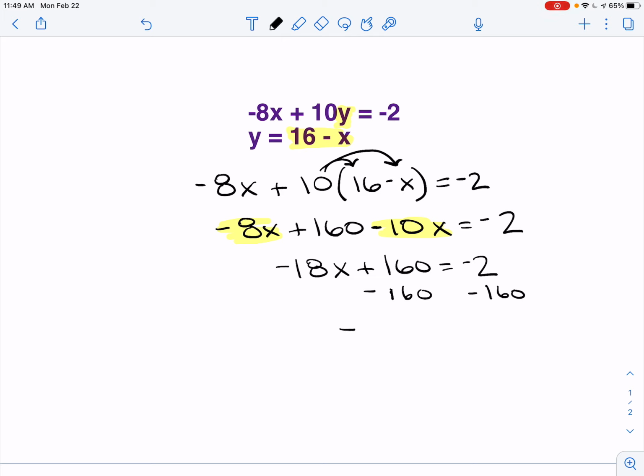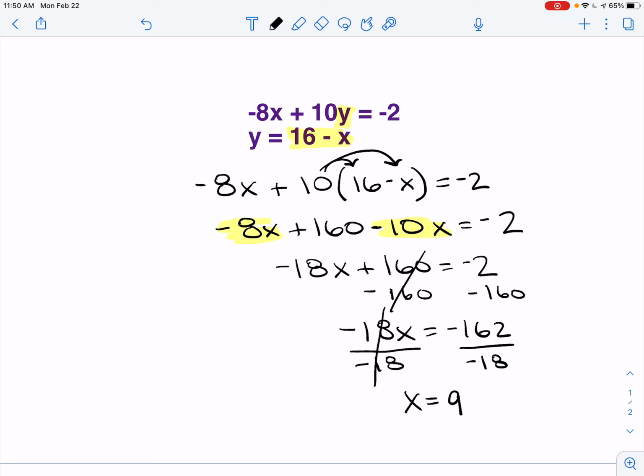So that's going to leave me with -18x. Again, those cancel out there. Equals, well, -2 minus 160 is -162. The last step is to divide both sides by -18. That'll make 1 and cancel out. -162 divided by -18 is going to give me a +9.